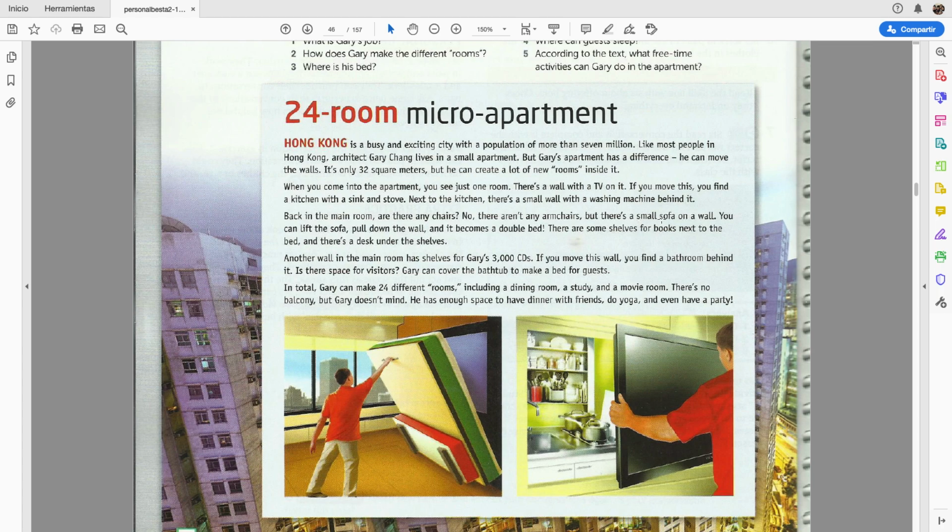But there's a small sofa on the wall. Wow, the sofa on the wall. You can lift the sofa, lift, put it up, lift, pull down the wall, and it becomes a double bed, very big bed. There are some shelves, remember shelves, the repisas.